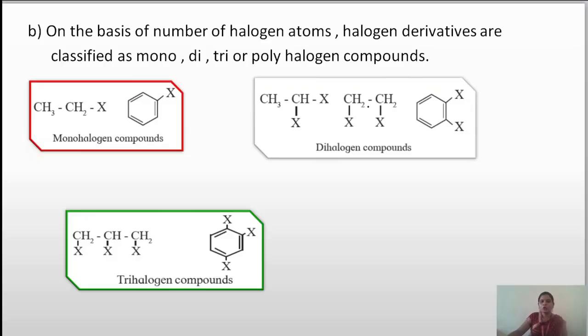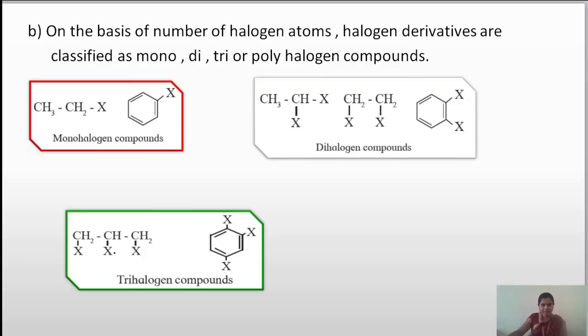Here also two hydrogen atoms of ethane are replaced by the two halogen atoms. And in this example, I replace two hydrogen atoms of benzene by two halogen atoms, and then I will get this type of structure, that is the dihalogen compound, because there is a replacement of two hydrogen atoms by two halogen atoms.